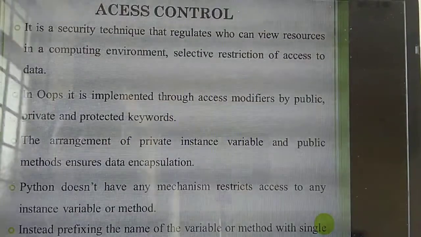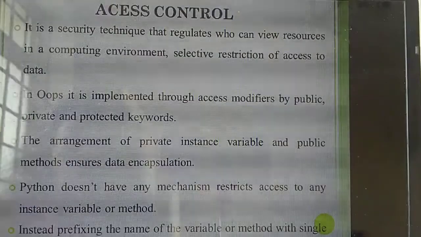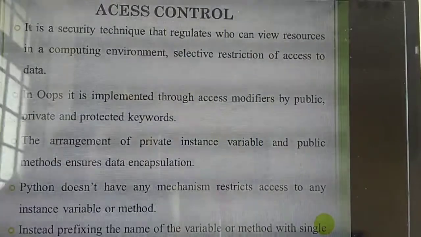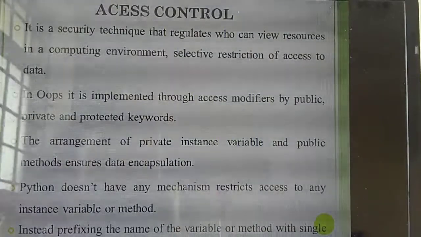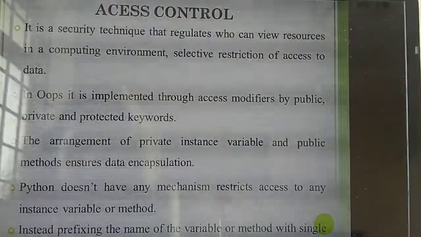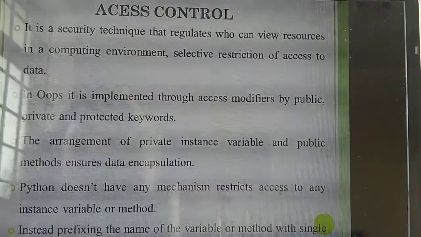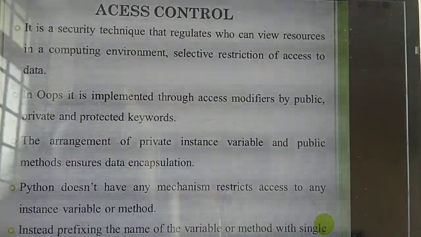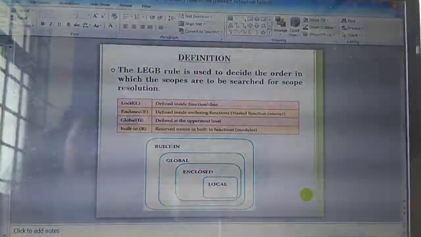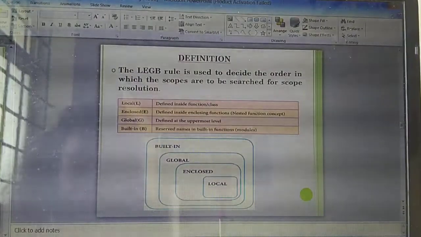Understand? Yes. So what is access control? It is a security technique for who can view the resource. In object-oriented programming, this is done by 3 keywords. What are they? Public, private and protected. This public and private altogether we are calling which mechanism? Data encapsulation. But in Python we are not giving this kind of mechanism. Instead, we are giving just prefixes, just an underscore. Understand? Yes. So by this, chapter 3 gets over.